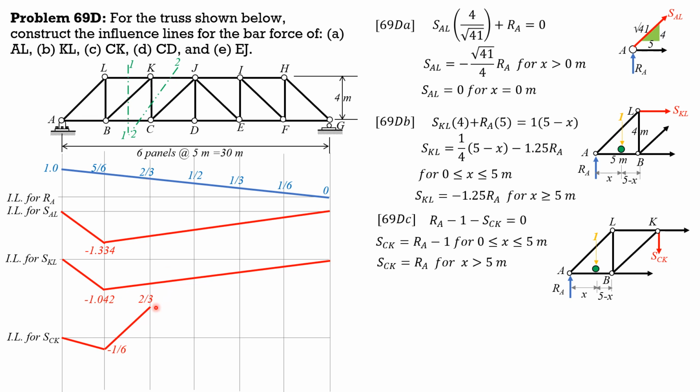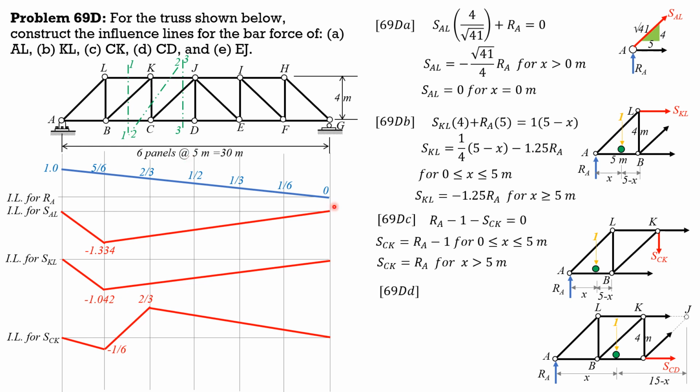And then we connect it to G, 0 at G. So that's the influence line for CK. Next is for CD. This is CD, so we consider forces to the left of section 3-3.